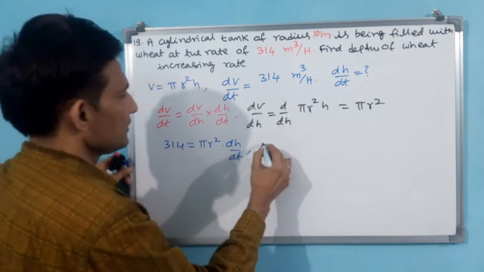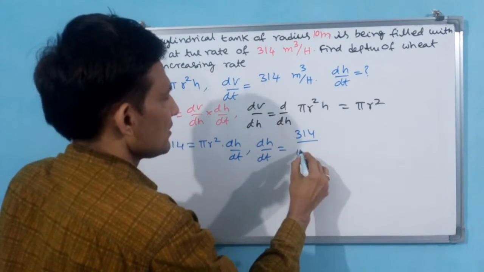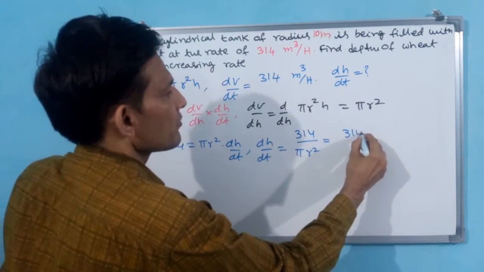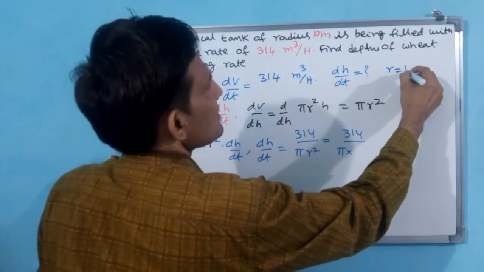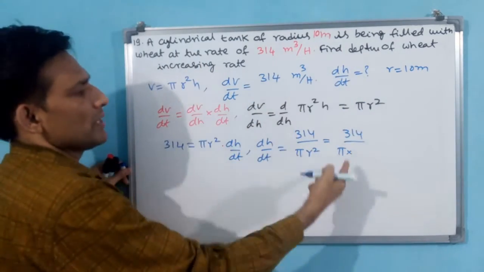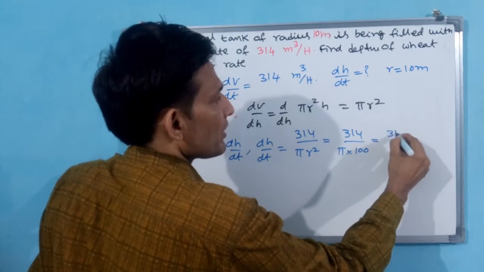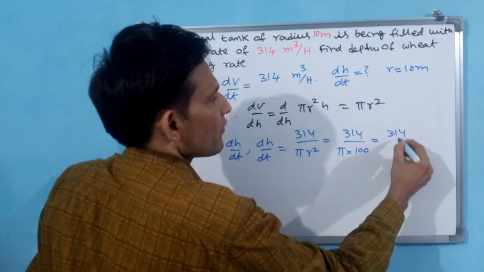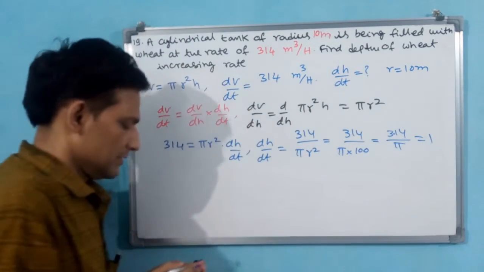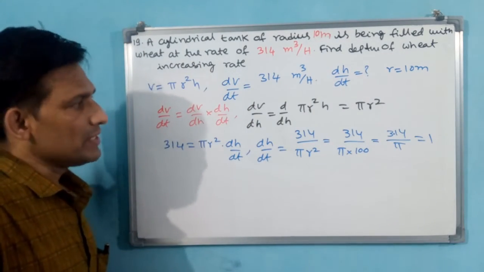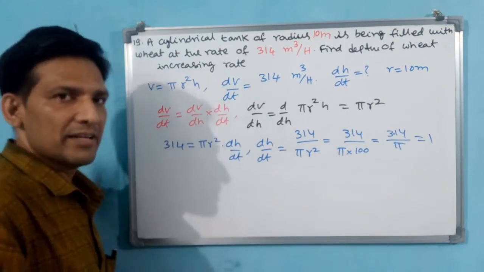Now dH by dt is equal to 314 by pi r square. That is equal to 314 by pi into r square, where r they have given as 10 meters. That means 100. That is equal to 3.14 by pi, which is equal to 1. Normally you would leave 3.14 by pi, but this is an objective question and 1 is in the answer. That is why we have converted it to 1.